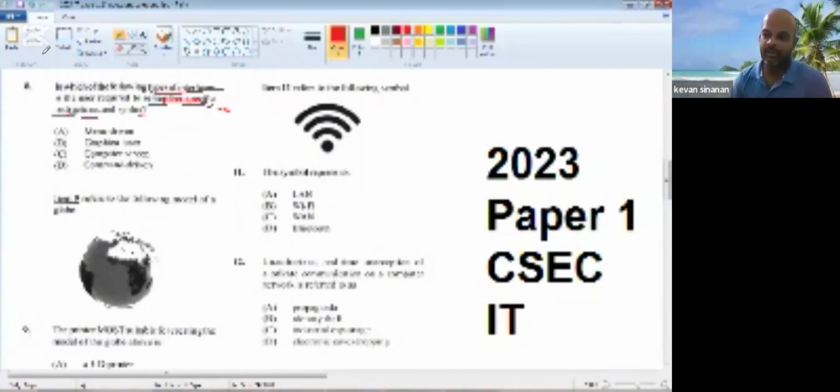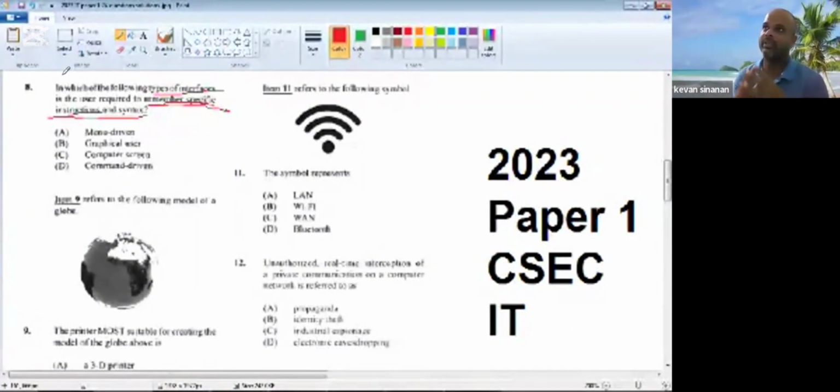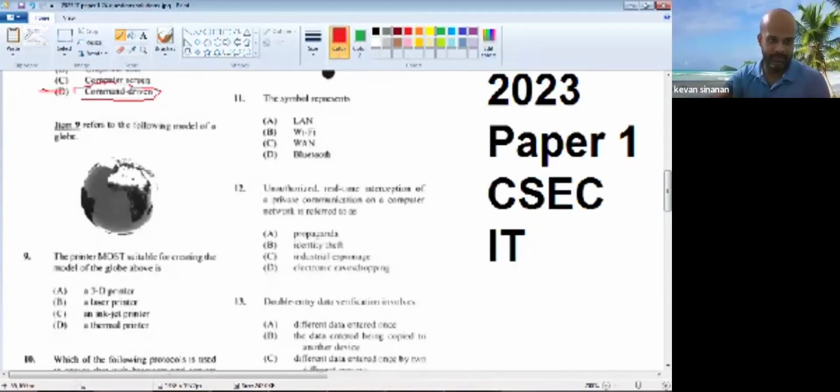dir for directory, and you have to remember how, if you want to make a copy of a file, you have to say copy, then enter the name of the file and the destination. You have to remember to copy the file. So that would be command driven. The answer would be command driven. Number 8, D, command driven.